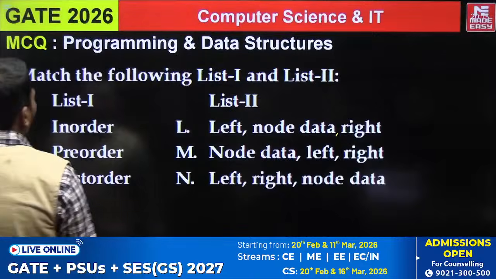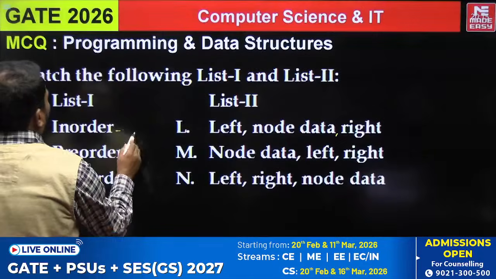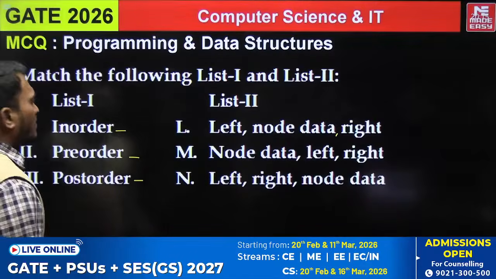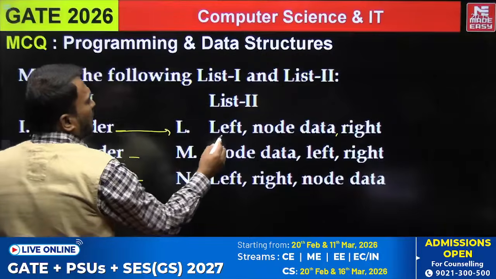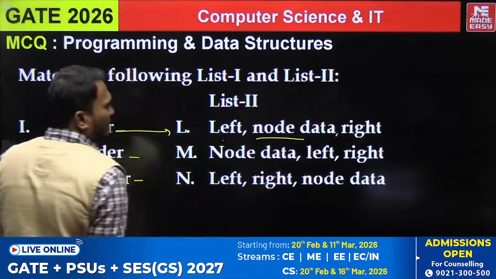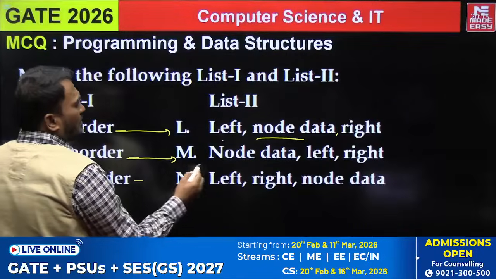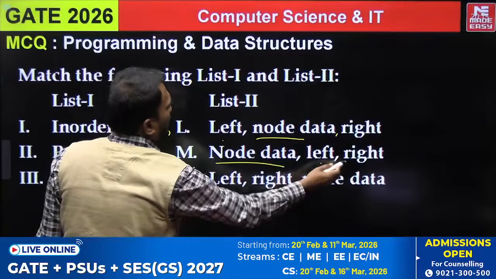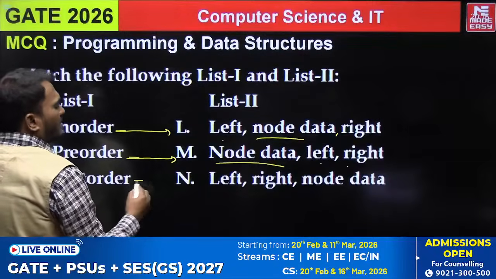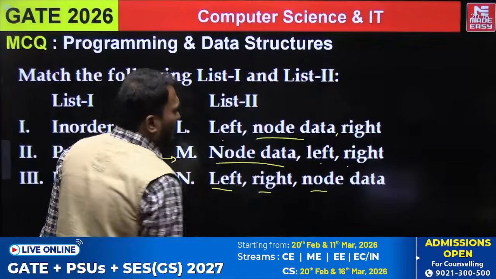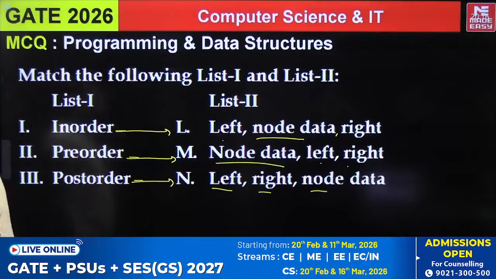Okay, right. So he is asking in-order, pre-order and post-order. Everybody knows in-order means left, node data and right, and pre-order means first node data, left and right, and post-order means directly left, right and later node data. I think everyone can easily solve.